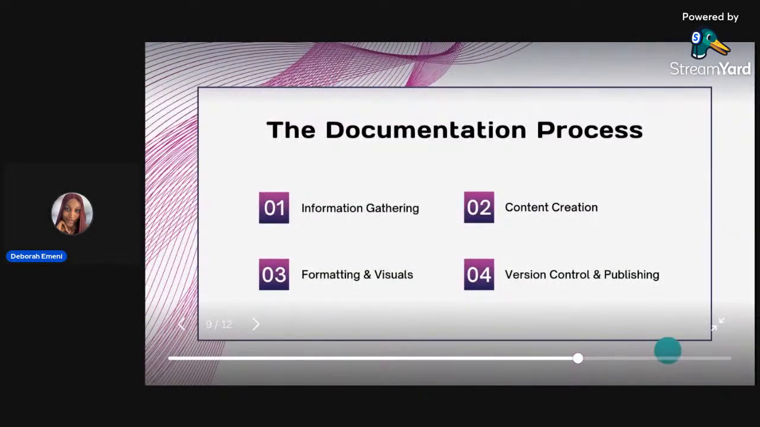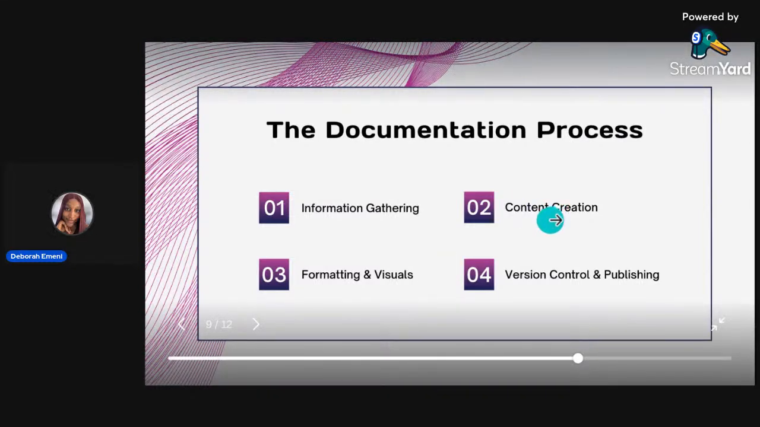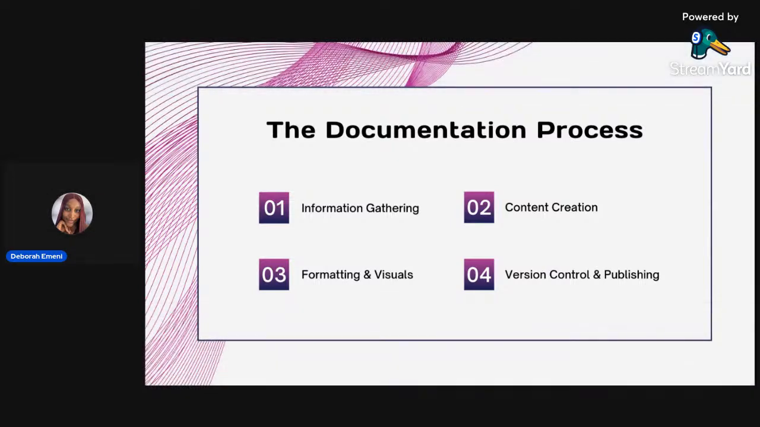So the documentation process. Let's look at the documentation process. On the screen, you can see information gathering, content creation, formatting, visuals, version control, and publishing. Publishing is actually the last step, but I was too lazy to do 05. What I'm trying to say is publishing is not together with version control. It's actually the last step, but I was too lazy to duplicate it. Sorry.